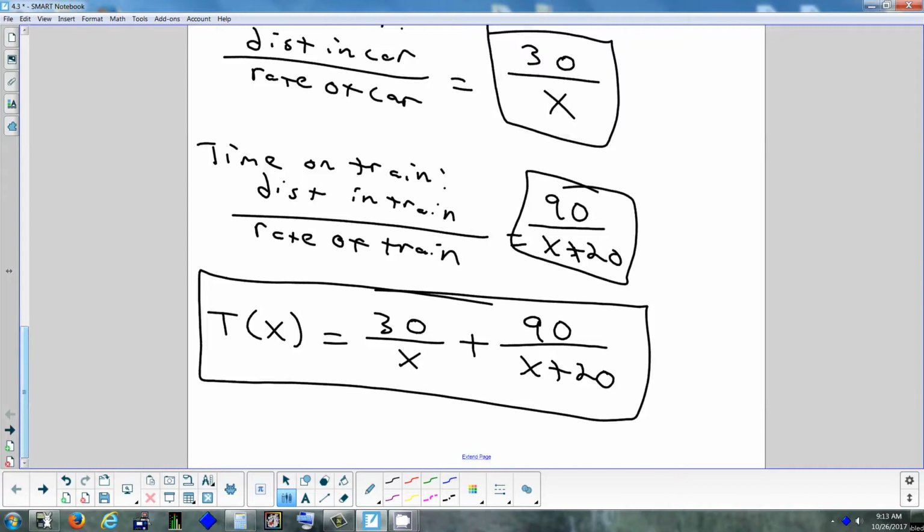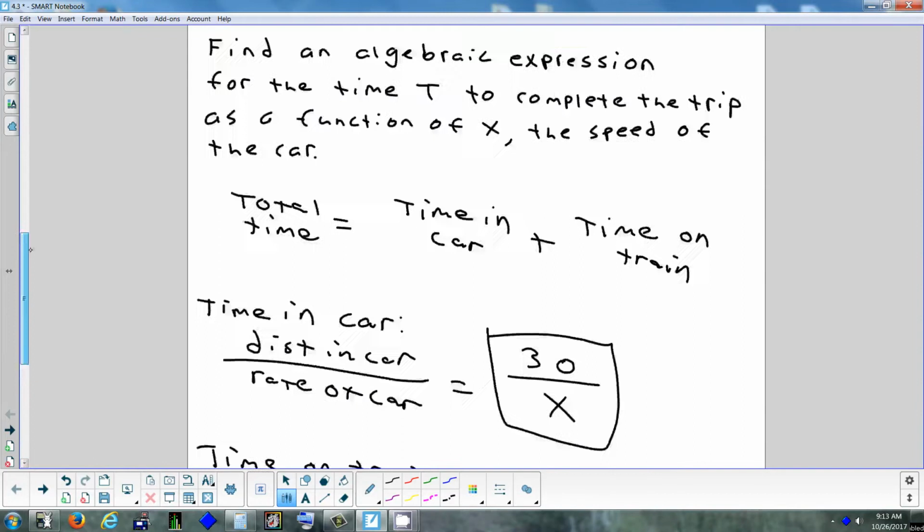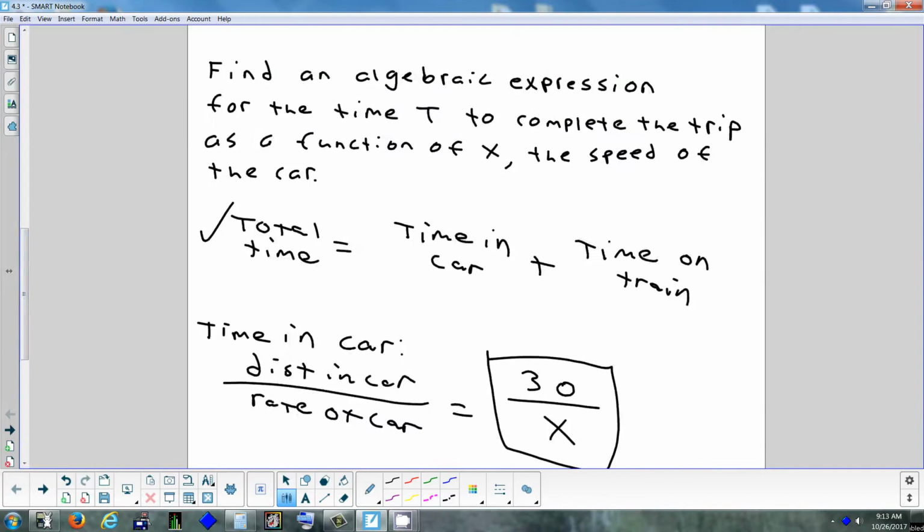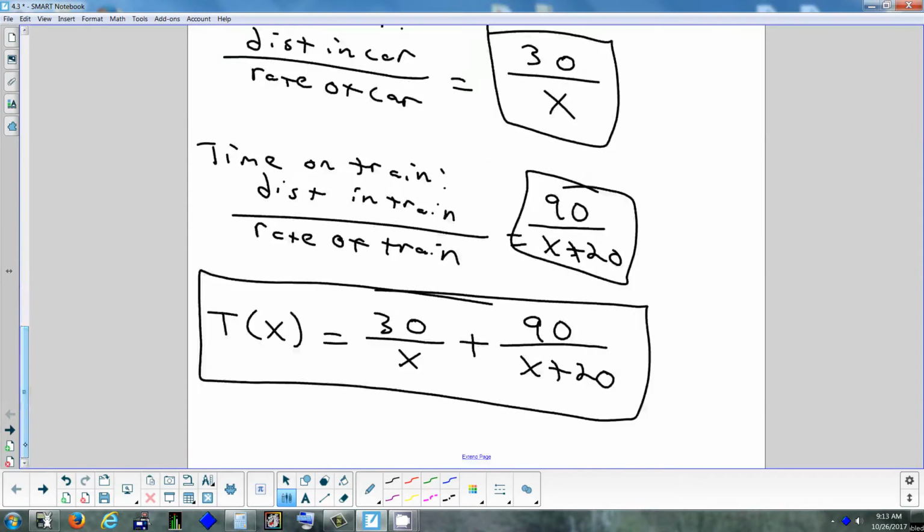Any questions on that? You could draw a diagram for this problem, but I don't really think the diagram is overly necessary or helpful. I think if you can figure out the big idea of adding two times together, and then use your distance equals rate times time formula, I think that's all you really need.